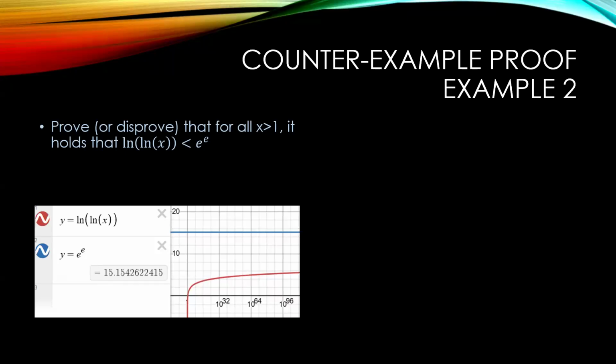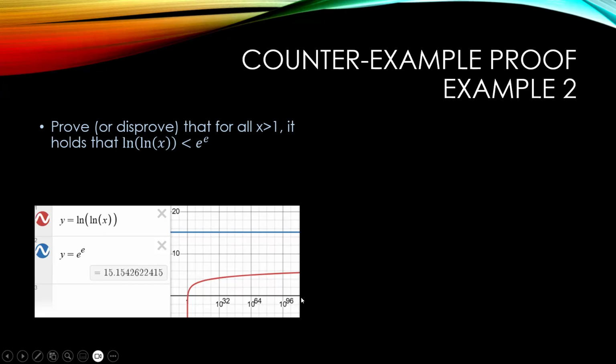Prove or disprove that for all x greater than 1, it holds that the natural log of the natural log of x is less than e to the e. And if it helps, I've graphed it out here. We can see this appears to be a logarithmic scale. And so we have e to the e, which is up here. And then we have natural log of x.